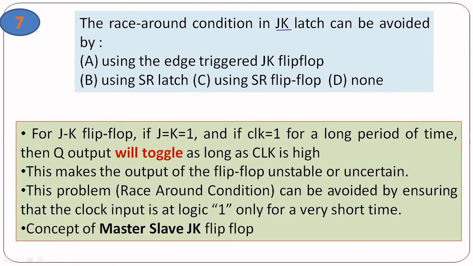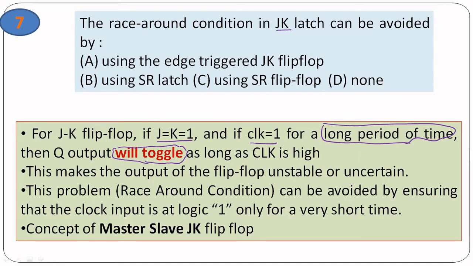Okay, what this race around condition is: if J is equal to K is equal to 1 and if the clock input is 1 for a very long time period, this is very important, for a very long time period, then the output Q will toggle. So whenever the output of a flip-flop continuously toggles, this condition is called race around condition.